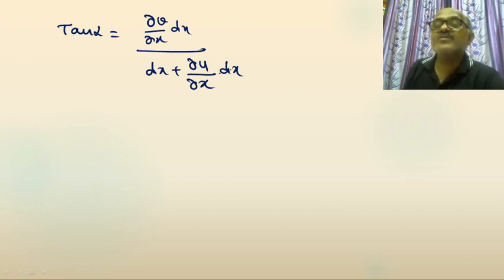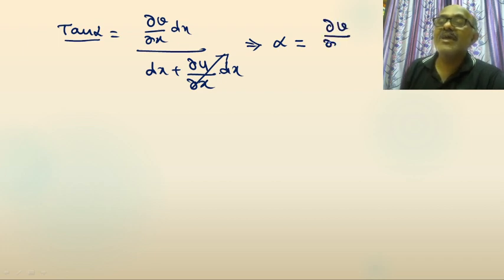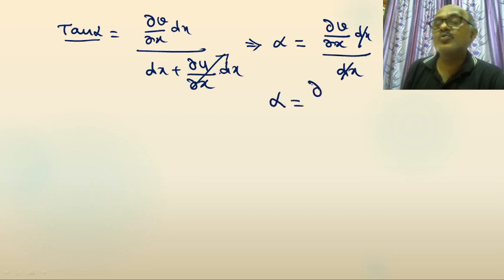Again multiplied with the smaller term, again you will get a smaller term. We are neglecting this term. For small angles, tan alpha is equal to alpha. That is equal to ∂v/∂x into dx divided by dx. This dx cancels. Now alpha is equal to ∂v/∂x. Excellent, my dear students. We are finding alpha.